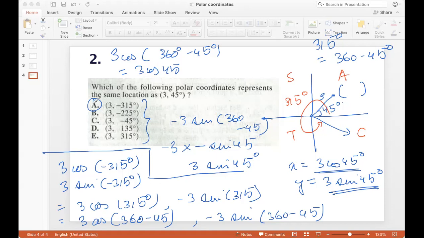And how did I get that? I got that by using the concept of ASTC, by using the concept of cos and sine, and working on those angles to see how you can get the final angle with respect to the initial angle.